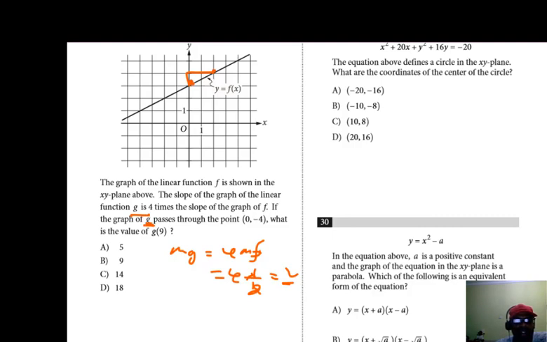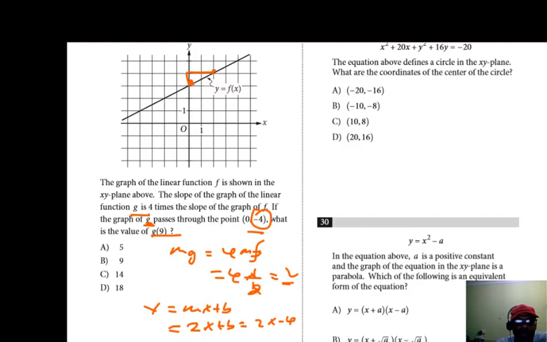Again, function g passes through this point. This will help you to find the y-intercept. We need to find the equation of the line. y equals mx plus b. This is slope-intercept form. We already have the slope, and we need to find the y-intercept here. The y-intercept is already given, -2.